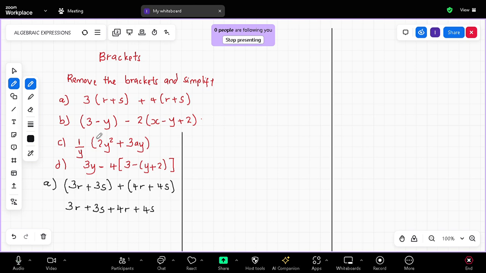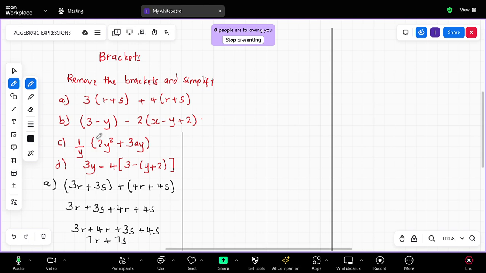4s. Now the next procedure here is collection of the like terms. So r's together and s's together. So 3r plus 4r, then plus 3s plus 4s. So 3r plus 4r gets you 7r, plus 3s plus 4s gets you 7s. As simple as that, and that's the answer of part A.